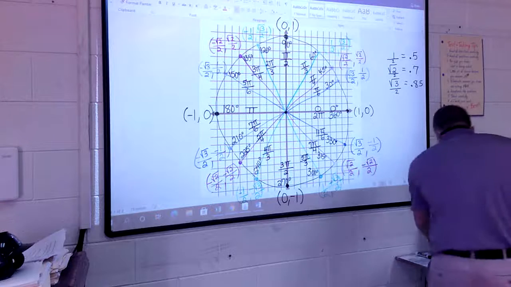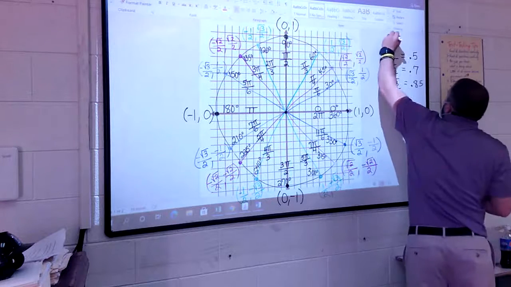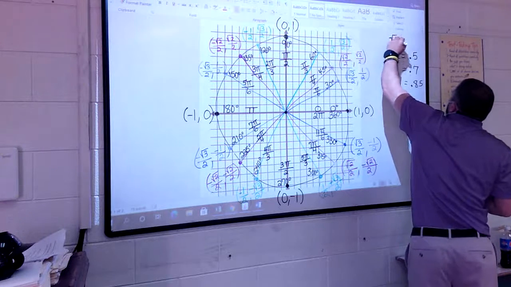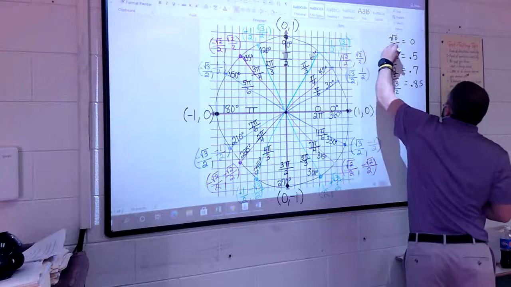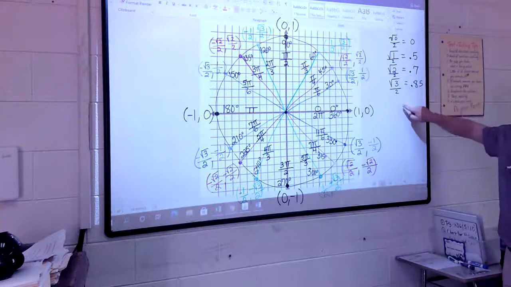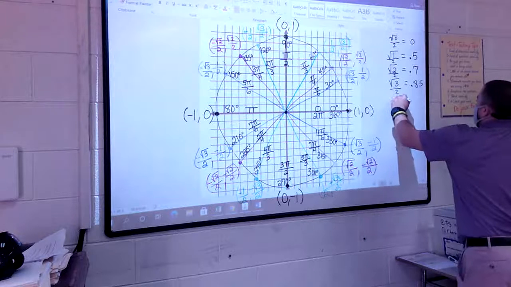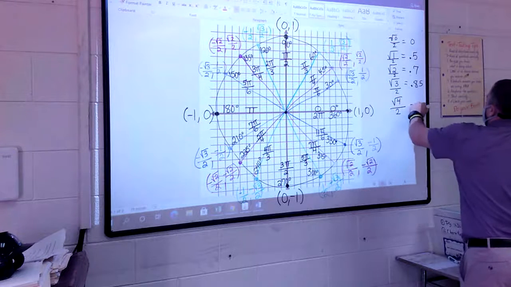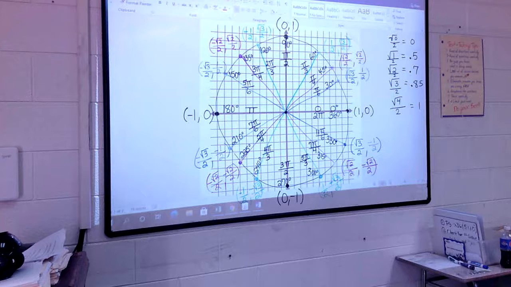It's basically, here's the pattern, it's the square root of 0 over 2. That's 0. Then the square root of 1 over 2. Then the square root of 2 over 2. Then the square root of 3 over 2. Then finally, the square root of 4 over 2. So if you know how to count 0, 1, 2, 3, 4, you've got all the x's and y's.